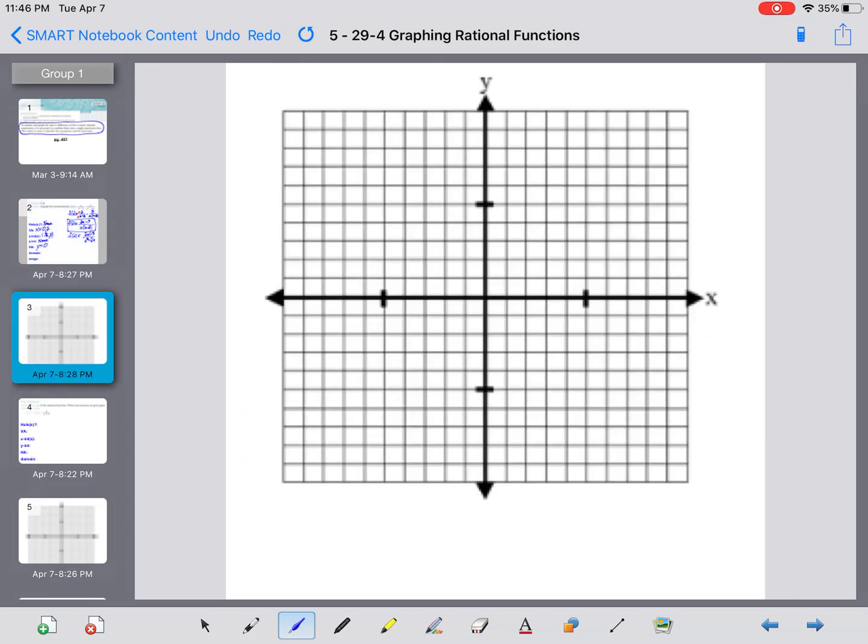So let's start graphing everything here. We got vertical asymptotes at 0 and 2. So here's one at 0. Here's another vertical asymptote at 2. Okay. We said we had a horizontal asymptote at y equals 0. So we'll sketch that in as well.